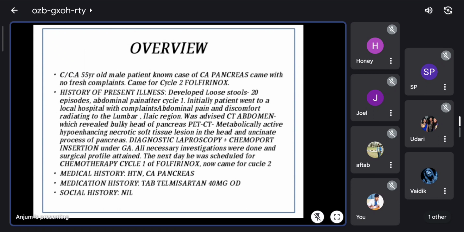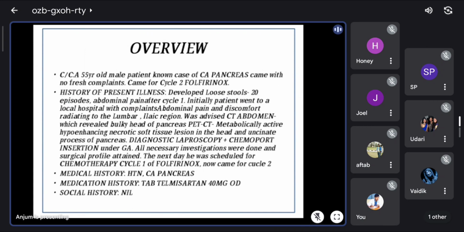Okay. So after chemo port insertion, the next day, the first cycle of FOLFIRINOX was started. I will tell you why FOLFIRINOX was started. There are only two regimens for pancreatic cancer. One is FOLFIRINOX. FOLFIRINOX is irinotecan, 5-fluorouracil, leucovorin and oxaliplatin. Four drugs come under FOLFIRINOX.